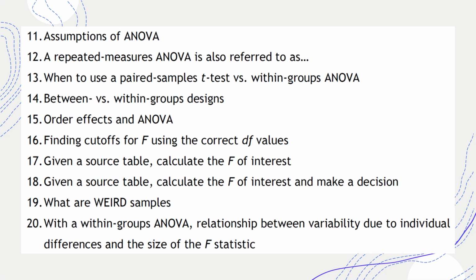Okay. With a within-groups ANOVA, the relationship between variability due to individual differences and the size of the F statistic. And this is another one that's got two blanks in it. First off, the within variability, the stuff between the subjects. With the within, because you have fewer subjects, it goes down, right? And because of that, what's in the denominator gets smaller, so when you divide it, you get a bigger F. Okay. So that's essentially what the question is getting at. It's just got two blanks in here for the correct term.